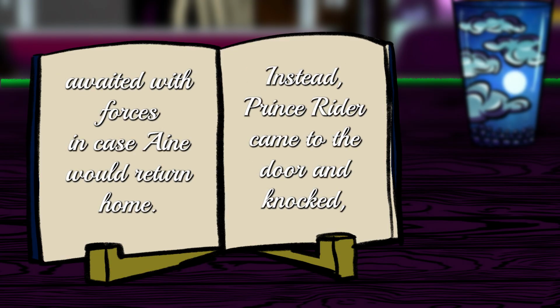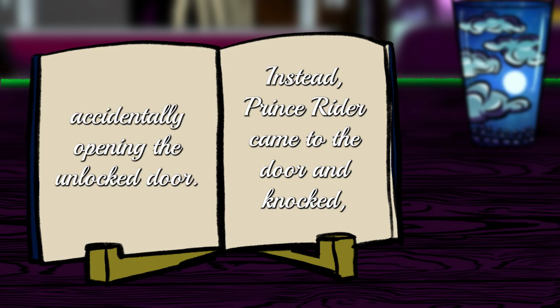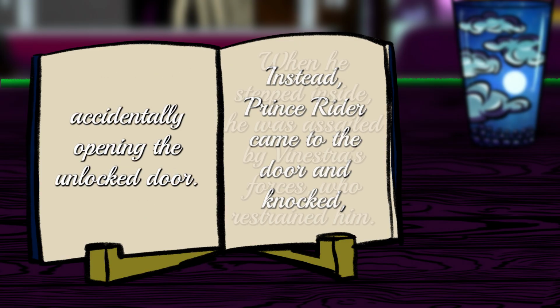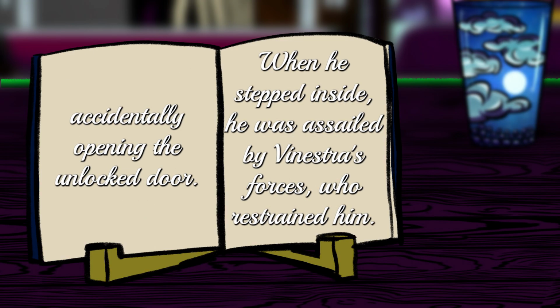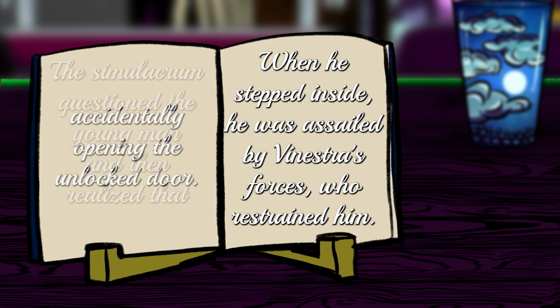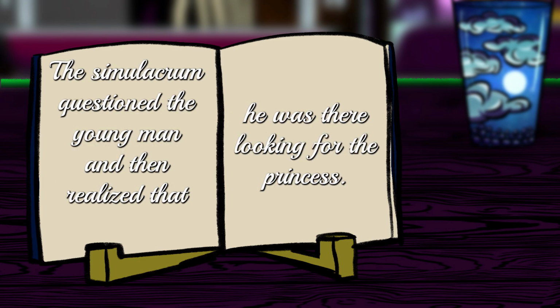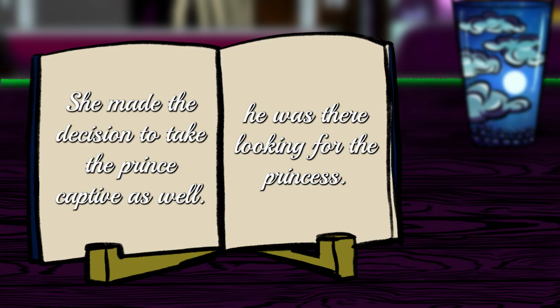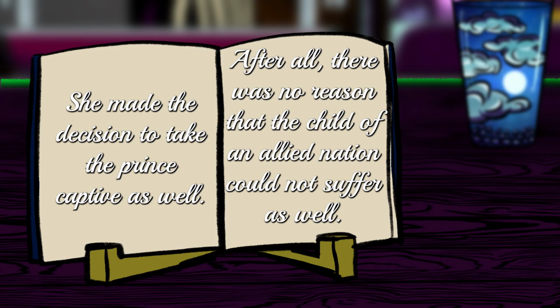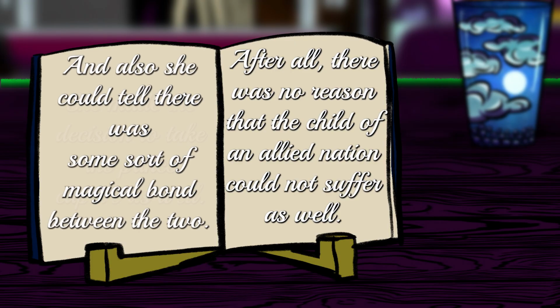Instead, Prince Ryder came to the door and knocked, accidentally opening the unlocked door. When he stepped inside, he was assailed by Venestra's forces, who restrained him. The simulacrum questioned the young man and then realized that he was there looking for the princess. She made the decision to take the prince captive as well. After all, there was no reason that the child of an allied nation could not suffer as well, and also, she could tell there was some sort of magical bond between the two.